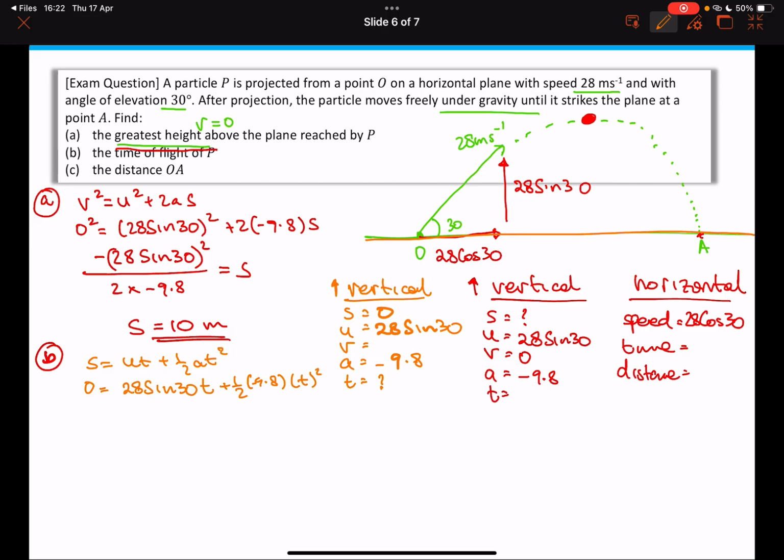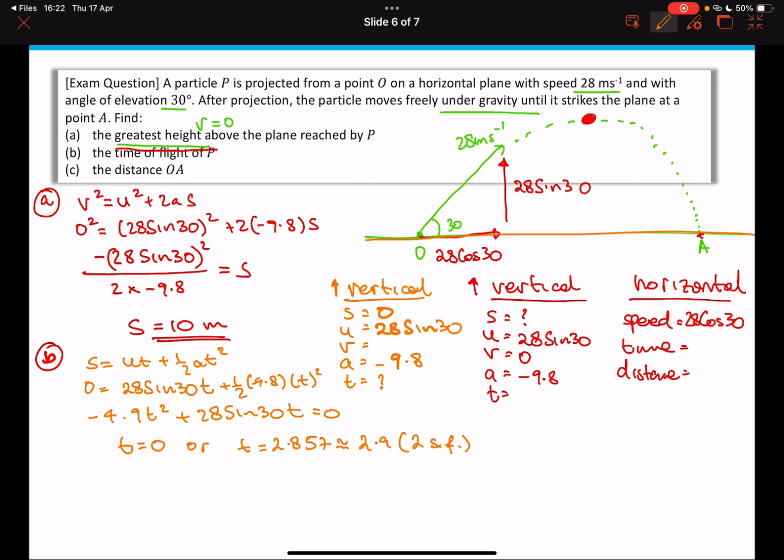And therefore from there, if you simplify a little bit further, a half times minus 9.8 gives us minus 4.9 t squared plus 28 sin 30 t is equal to 0. And if you put it in a calculator, you should get two values for t. So t is equal to 0 or t is equal to 2.857, which rounds to 2.9 to two significant figures.